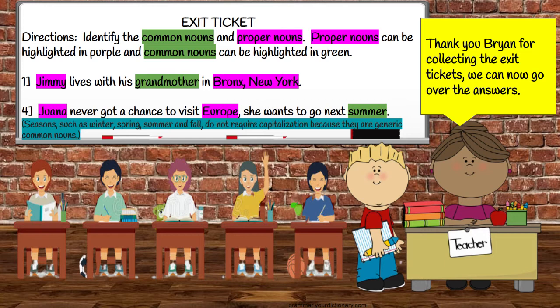Juana never got a chance to visit Europe. She wants to go next summer. This should have been number two, not number four. Juana and Europe have been highlighted in purple. They are specific names of people, and Europe is a continent. It is the specific name of a continent. It has been capitalized. Juana has been capitalized. They are proper nouns. Summer is a common noun. It has been highlighted in green. Seasons such as winter, spring, summer, and fall do not require capitalization because they are generic common nouns.